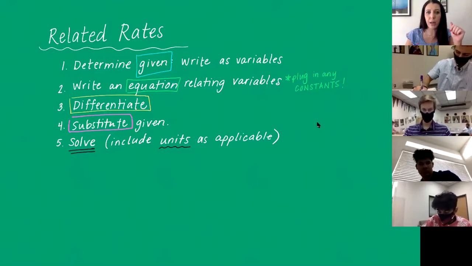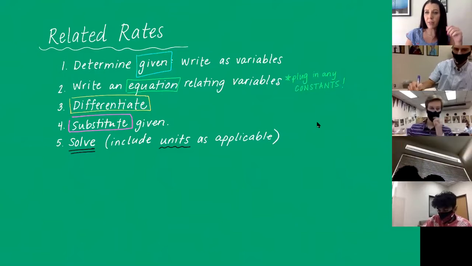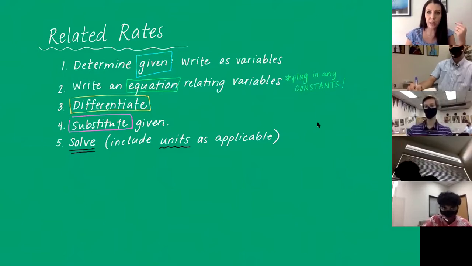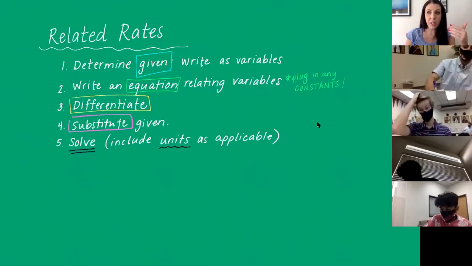Okay, step 2 is write an equation that relates those variables. And we'll talk about how to identify that equation. Sometimes it's given. A lot of times you have to determine what equation makes the most sense. And there's a little star next to question number 2. If you're given any constants right away, so anything that's not changing in the equation, that's a value, you want to plug those constants in immediately. If you wait to plug them in, it makes the derivatives harder.